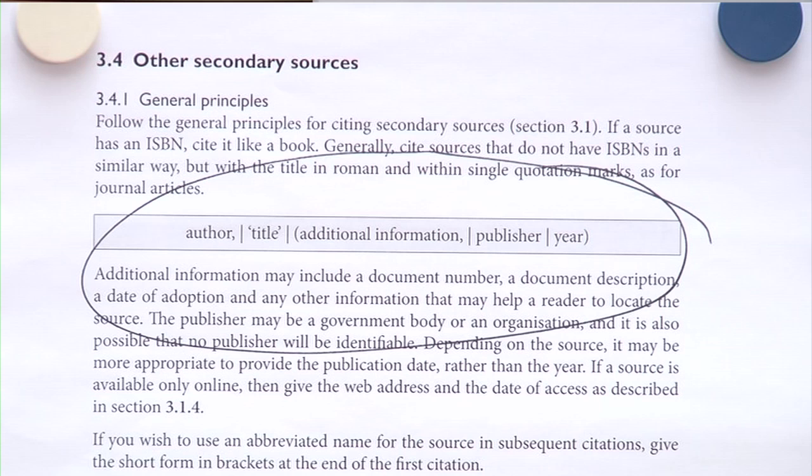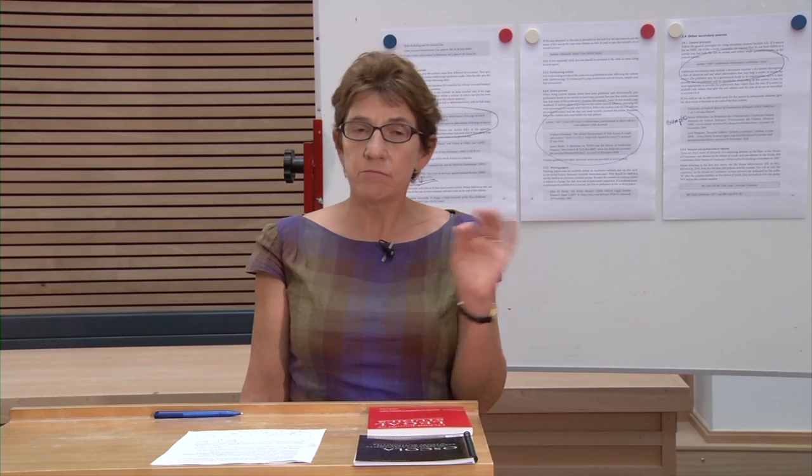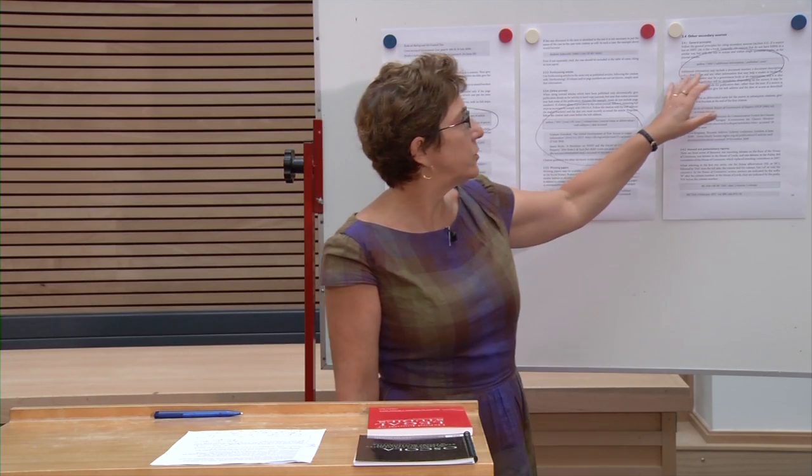So you'll very often have to figure that information out yourself, but you can make it all look consistent by using this general schema. I should point out that if a document has an ISBN, you should just cite it like a book. So if it's got an ISBN, treat it like a book. If it hasn't, use this general schema in section 3.4.1.